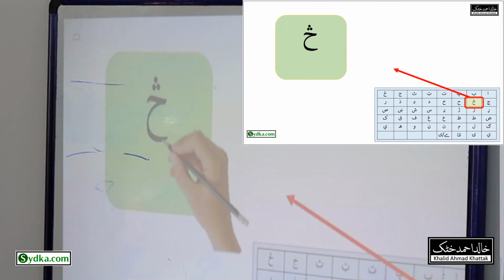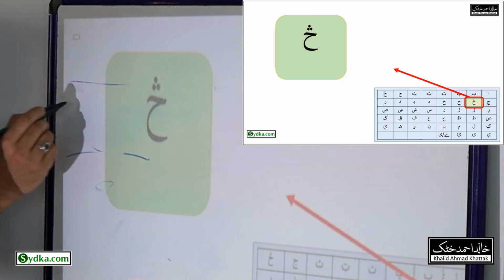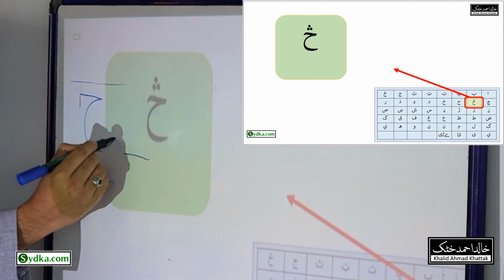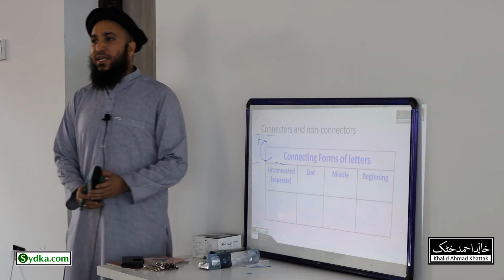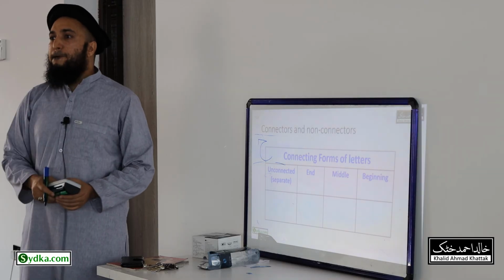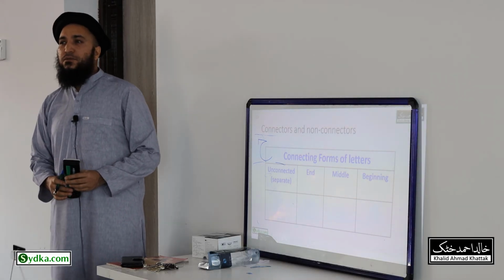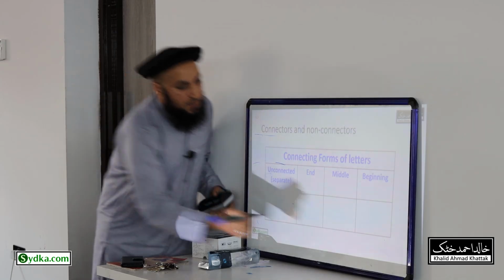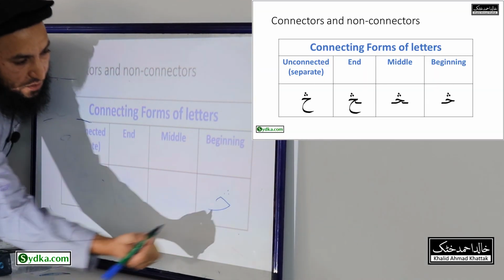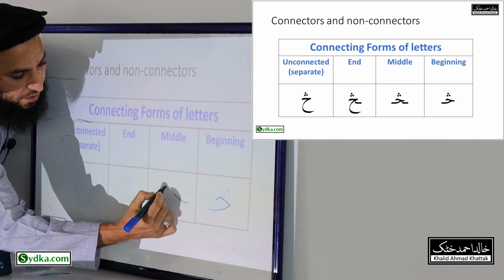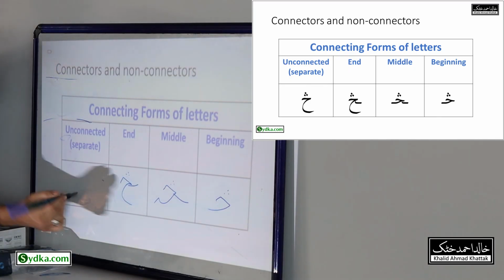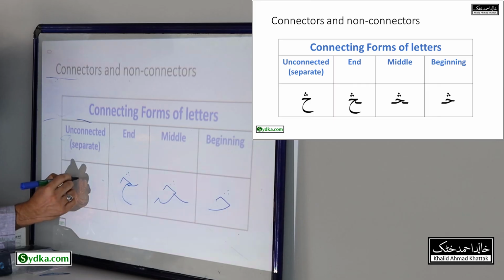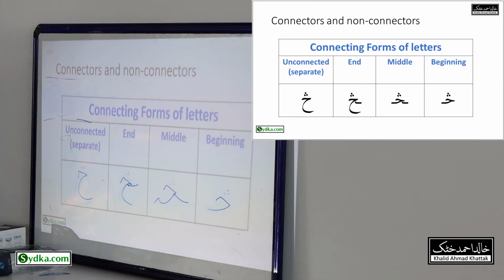Same as Jim. Instead, we have 3 dots on top of it. We don't have in the middle. So we start from here, go to the right, make a circle, and 3 dots on top. Is it a connector or non-connector? Connector. Why? Because it connects both sides. Both sides, okay. Same as Jim, and so we have 3 dots in the middle, at the end, and on its own. Okay.